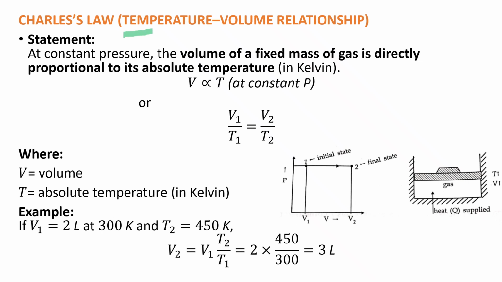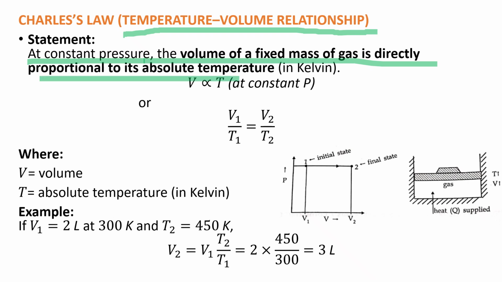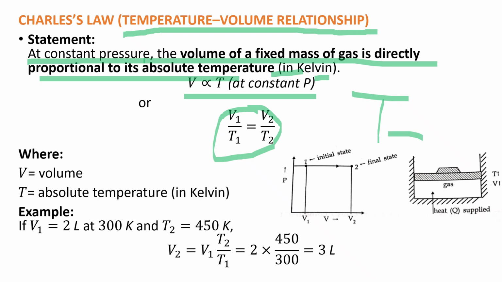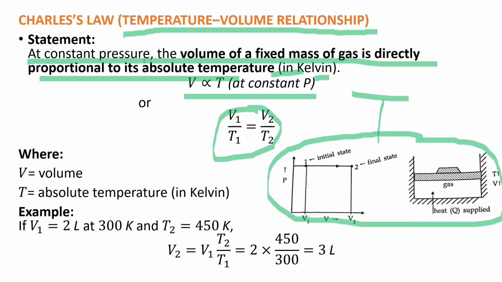Now we talk about Charles' law, which gives the relationship between temperature and volume. The statement is: at constant pressure, the volume of a fixed mass of gas is directly proportional to its absolute temperature. Here the temperature is absolute temperature, capital T, and the unit is Kelvin, not degree Celsius. So V is directly proportional to T at constant pressure, or V1 upon T1 equals V2 upon T2. The same thing is shown here with the help of this PV diagram and this schematic diagram.